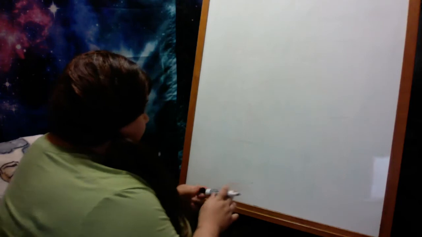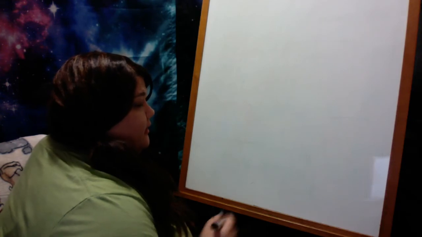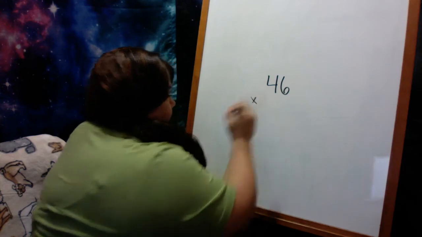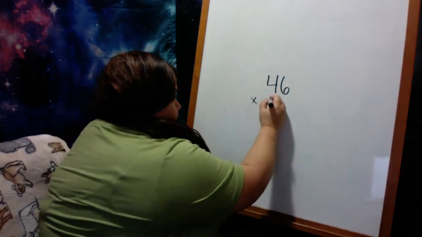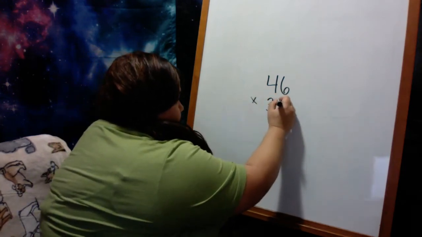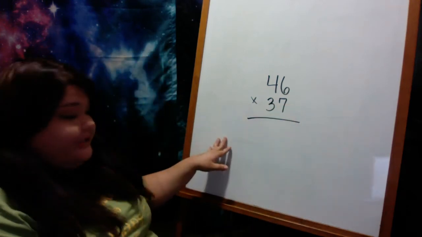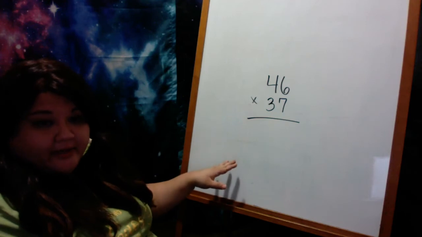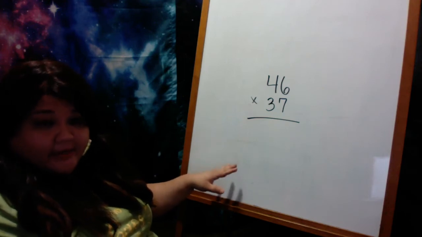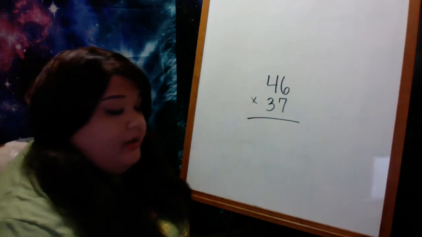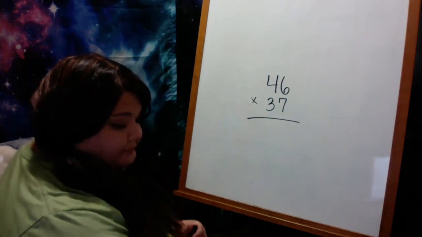So we're going to start with another 2-digit number. All we're going to work on today is 2-digit by 2-digit. So let's say we have 46, and we're multiplying it by 37. Okay. We're going to use the way that our parents learned math today. The standard way. We're not going to do the area model. If you want to do area model to check your work, that's great. But we're going to have to learn this method today.